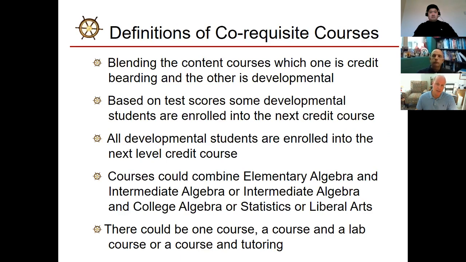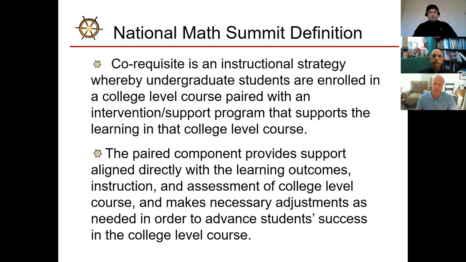Courses could be combined of elementary algebra, intermediate, which is maybe in Florida. Florida is the only one I know where intermediate is an elective credit course, not a math credit course. Of course, the most famous ones now are intermediate in college algebra and statistics and liberal arts. One course in a lab, one course in tutoring. This is just definitions.